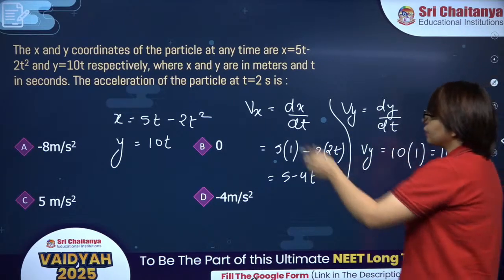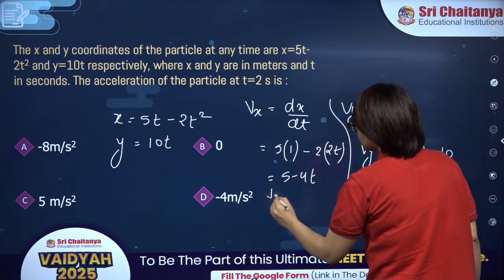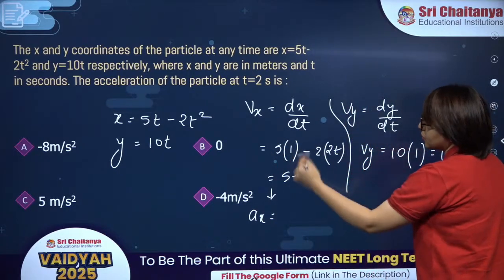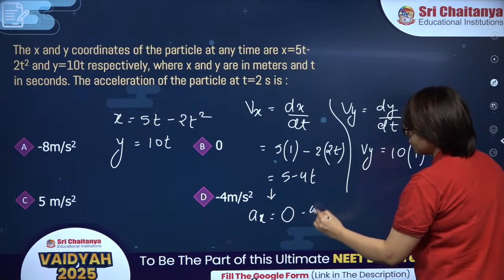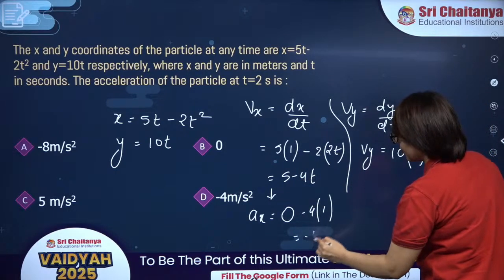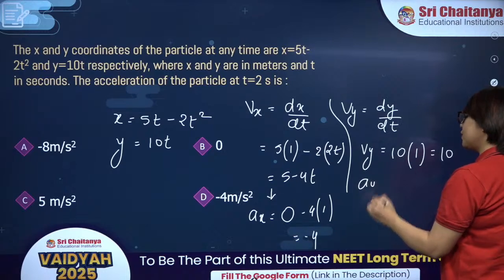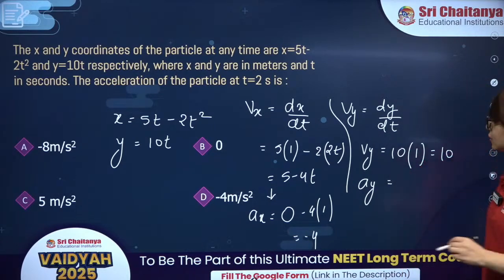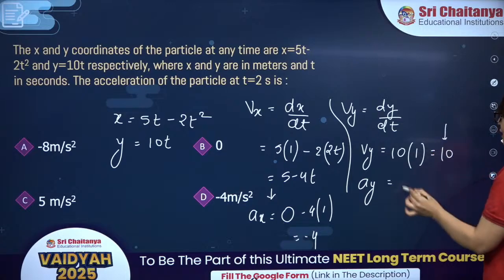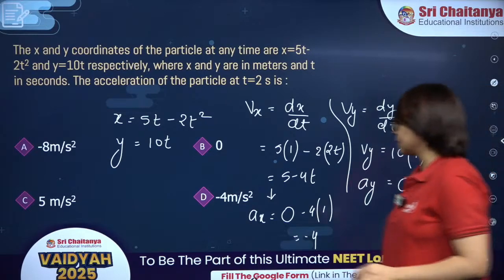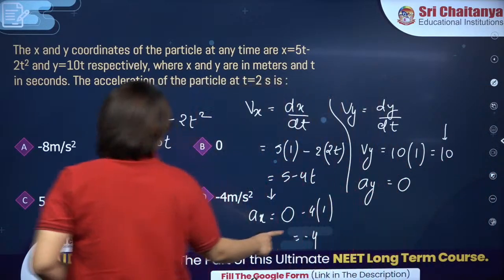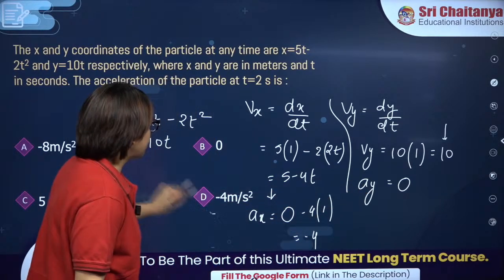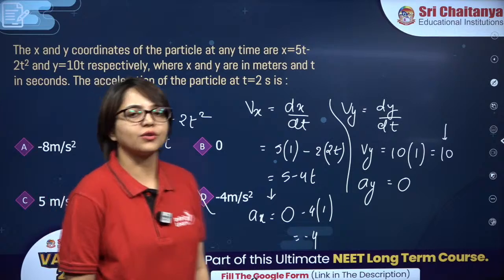Now, if you further differentiate vx, you will get ax. What is vx? 5 minus 4t. So differentiation of 5 is 0, minus 4 times differentiation of t is 1, which is minus 4. And differentiation of vy will give you ay, acceleration along the y direction. Over here 10 is a constant value, so differentiation of a constant number is 0. So acceleration along the x-axis is minus 4, along the y-axis is 0. So net will be minus 4 meter per second square, which is option D.